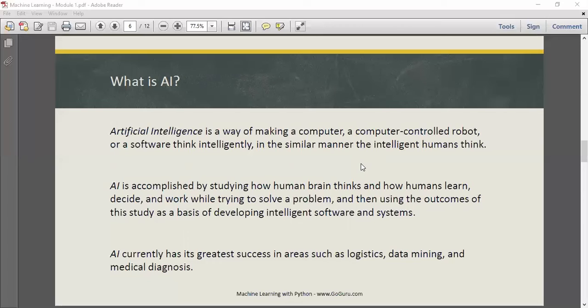AI is used in the fields of logistics, data mining, and medical diagnosis, where doctors, if they have some difficulties, can feed a couple of x-rays or other scan results, and the computer, as it looks through them, gets better and better, and it can easily predict things.